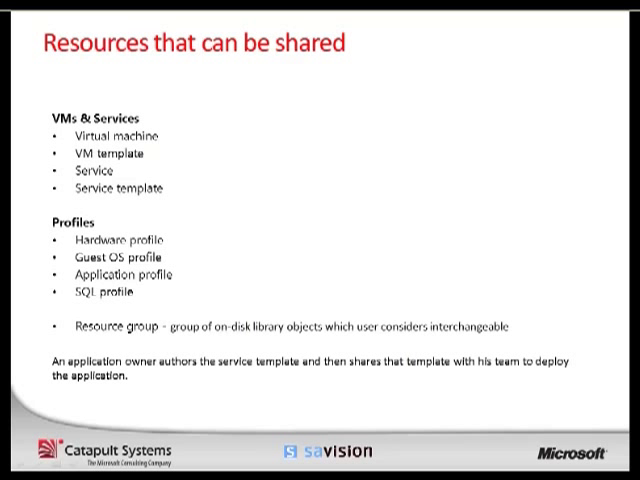Resources that can be shared are, obviously, a virtual machine and a VM template. Services can be shared out, and also the service template. Profiles: you have a hardware profile, guest OS profile, and now you have application profiles, and the addition of a SQL profile. This allows you to basically put everything together and present everything as a service.